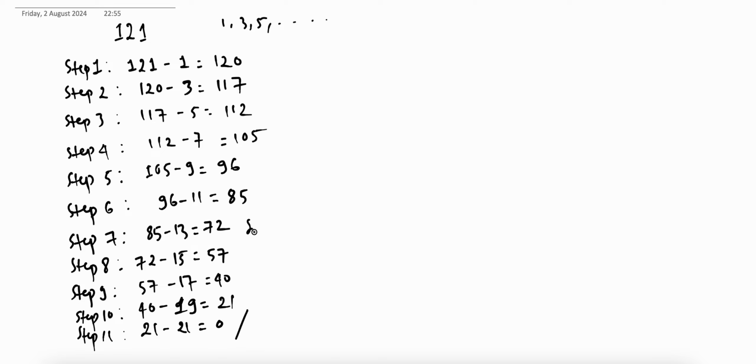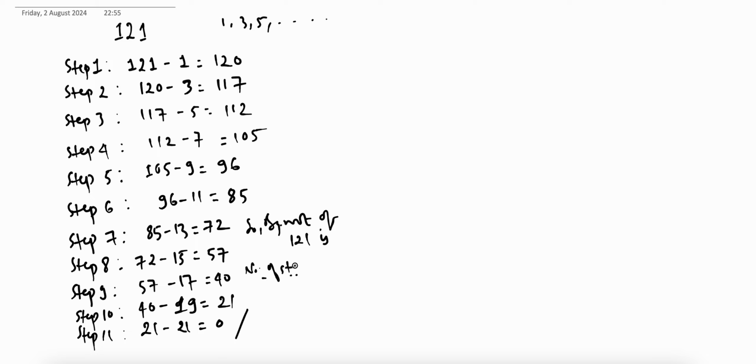So the square root of 121 is the number of steps to get 0, which is 11.